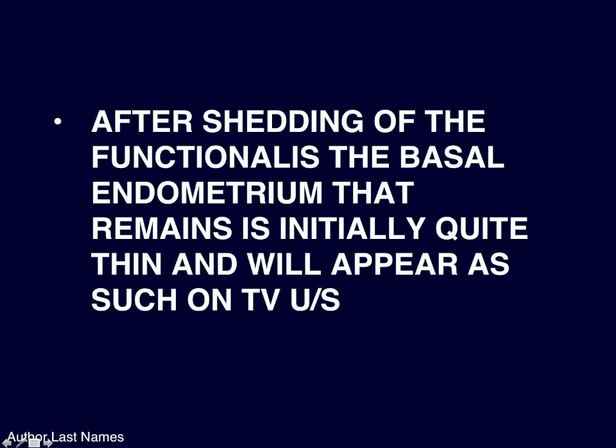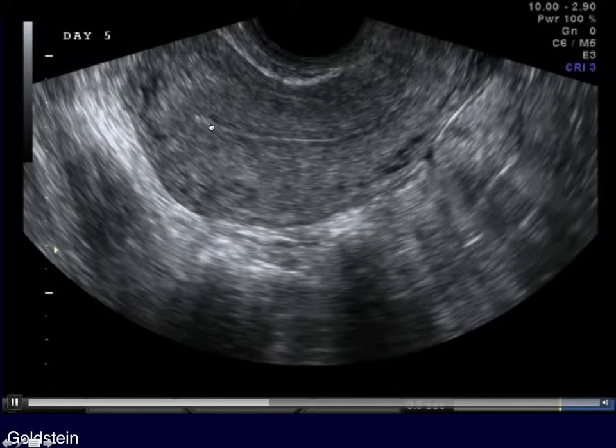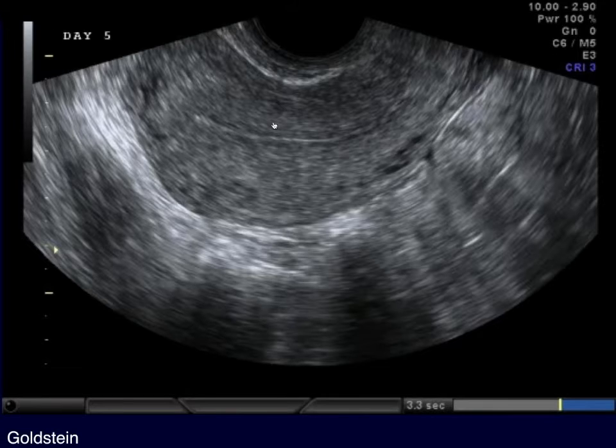After shedding of the functionalis, the basal endometrium that remains is initially quite thin and will appear as such on transvaginal ultrasound. So if we look at the postmenstrual endometrium, it's left with a little bit of functionalis. The basalis is predominating here. And if we look at this sonographically, seen here on day 5 of the cycle, you can see a thin, distinct endometrial echo representing the interface between these two layers of what's remaining of basalis, and there's really not time yet for development of this estrogen-primed functionalis.